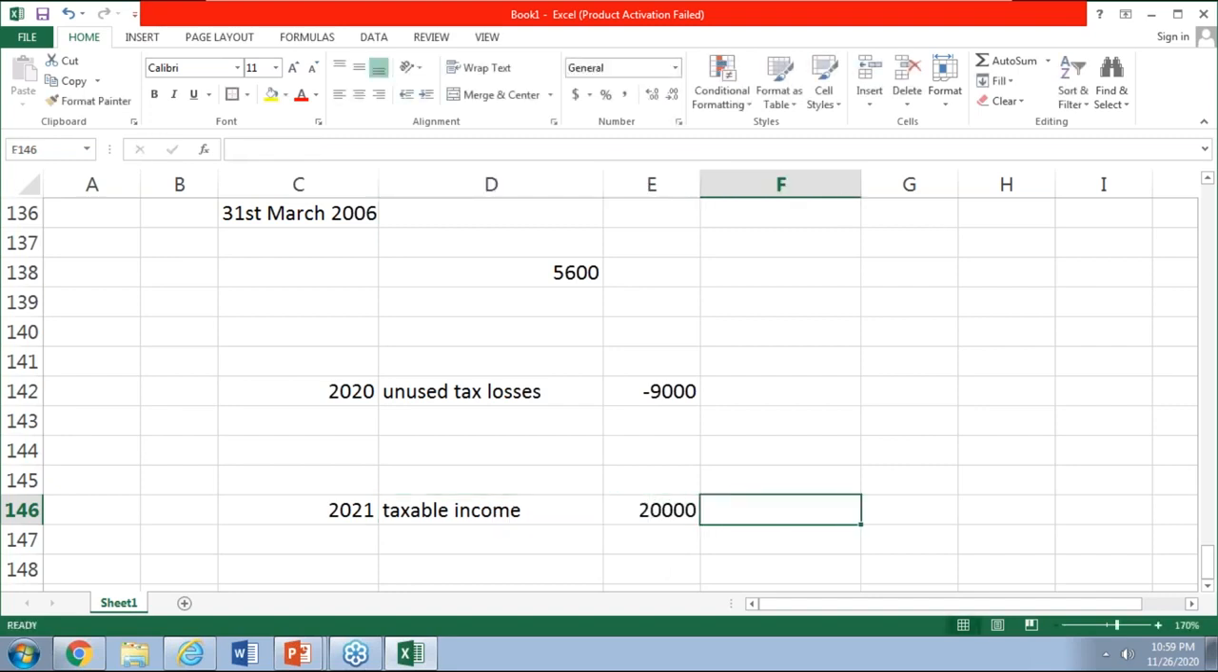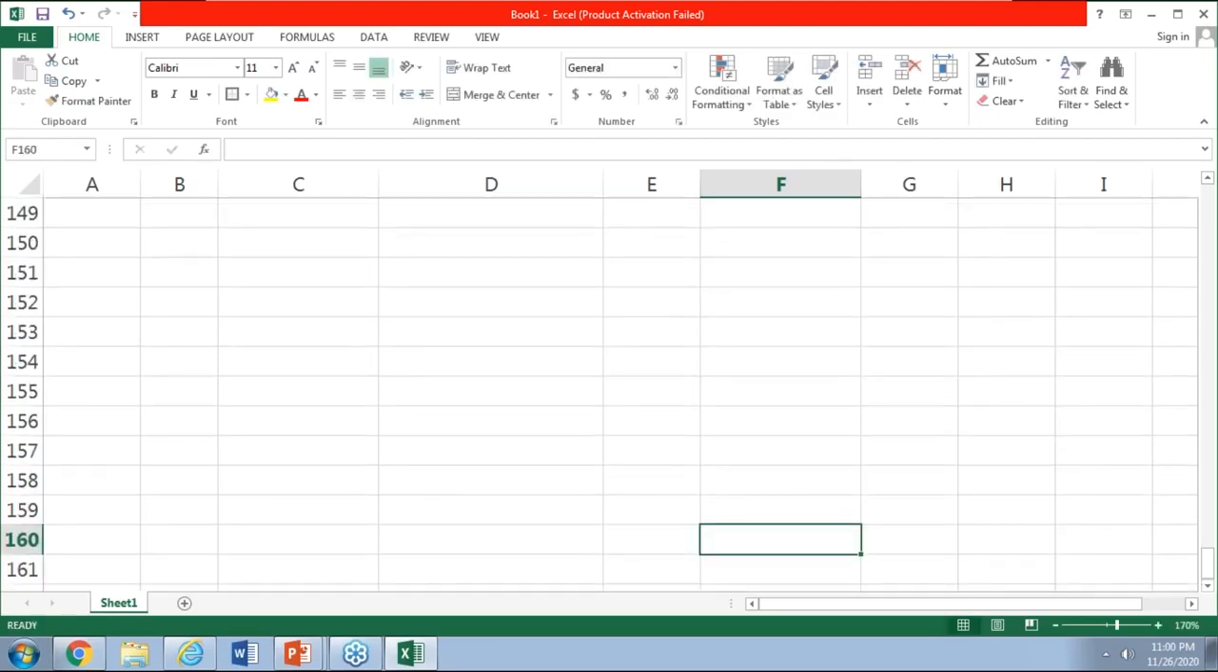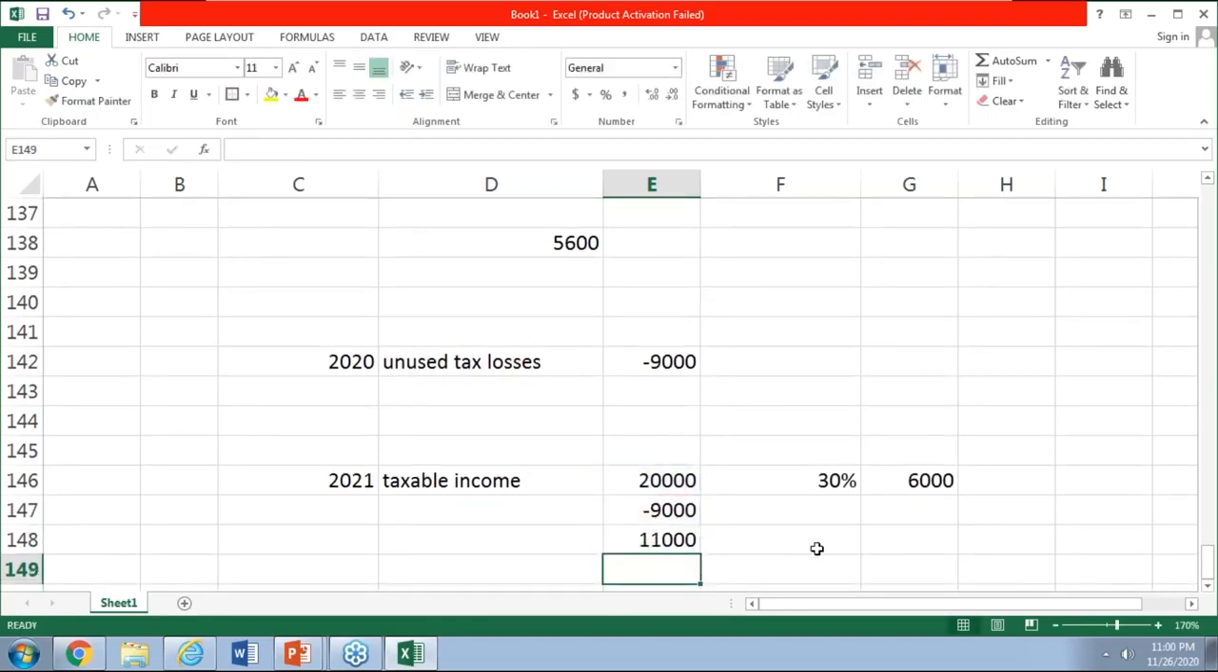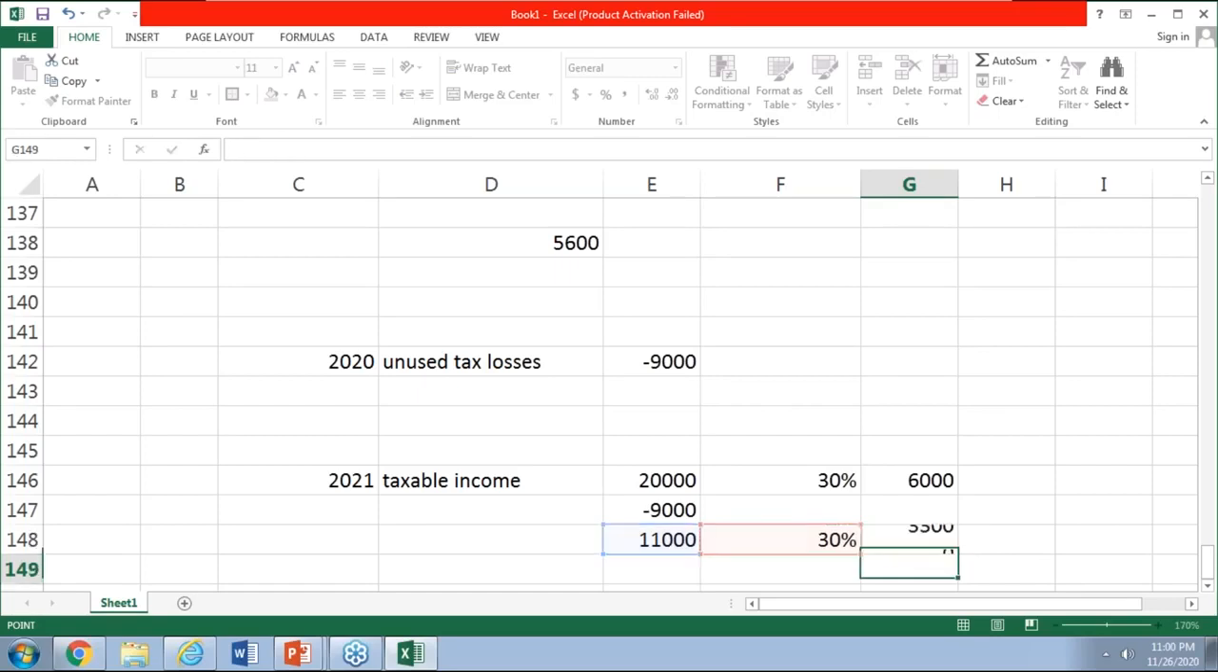of 20,000. So the government allows you to adjust this loss against this taxable income. Assuming the tax rate is 10%, 20%, or 30%, corporate tax is normally 30% in countries. So assuming the tax rate is 30%, you don't need to pay tax on this 20,000, which is 6,000. Instead, you can first adjust this loss and then calculate your revised income, which is now 11,000, and apply the tax rate on this 11,000. So instead of paying 6,000 to the government, you are only required to pay 3,300.